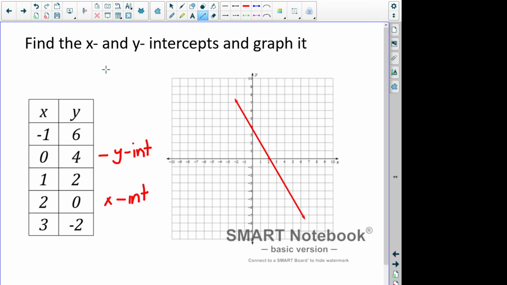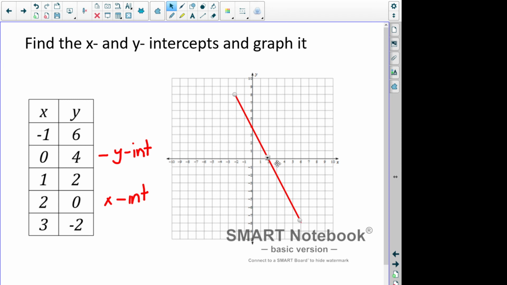So there's my line. It should go through the point negative 1, 6. And so I can check that. Negative 1, 6. You can see my line's a little bit off, so I can fix that. Okay, so it should go through that point. And it should go through the point 1, 2. So you see I need to adjust my line a little bit.